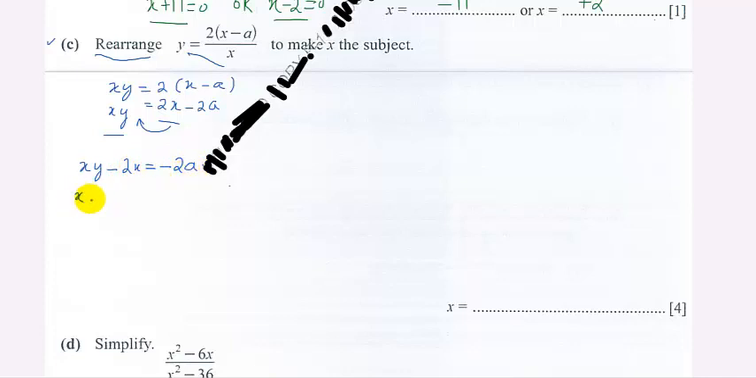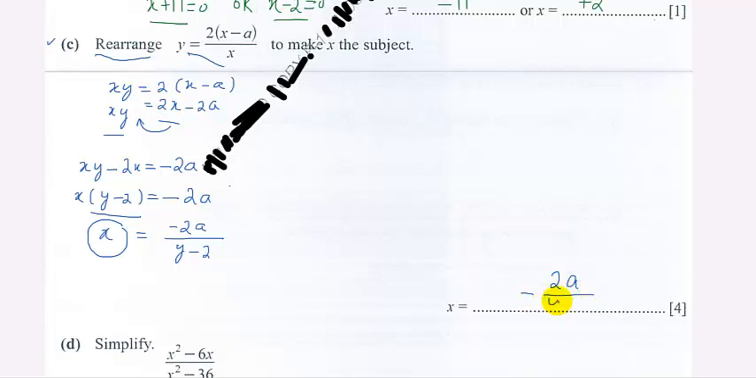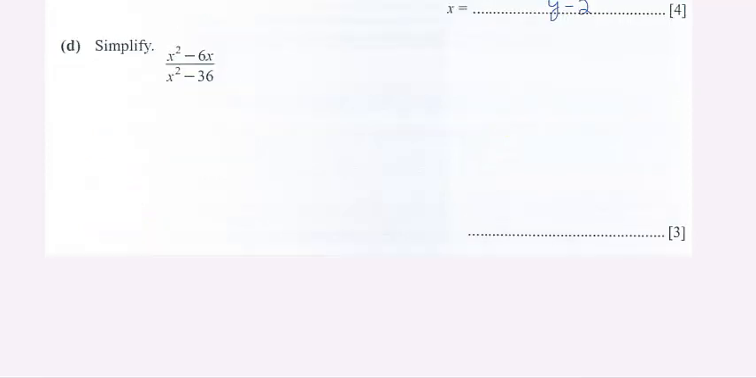Now take x common. It is x times y minus 2 is equal to minus 2a. Now divide this on the other side. x is equal to minus 2a over y minus 2. Now here x is alone, so x is the subject. So the answer is minus 2a over y minus 2. So this is our answer. Here x is the subject.